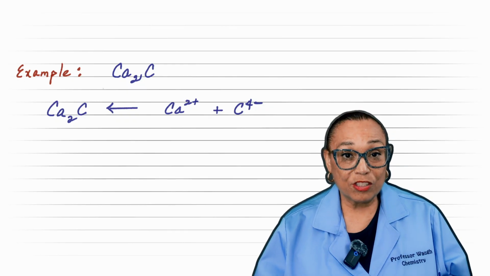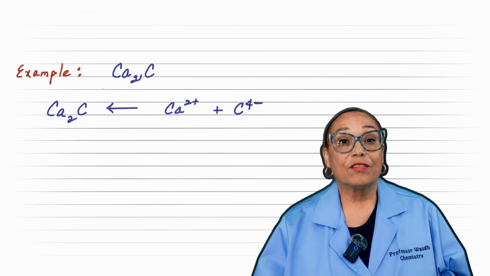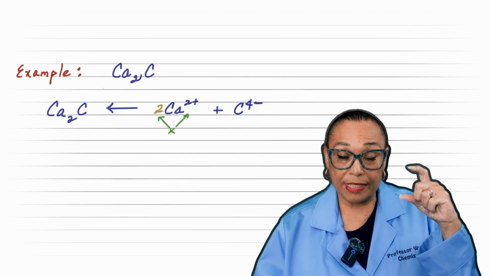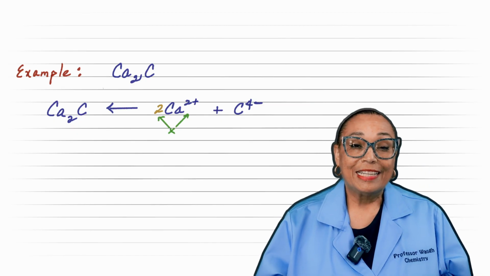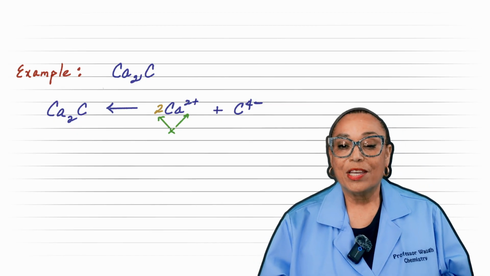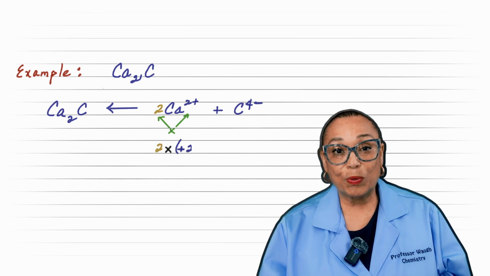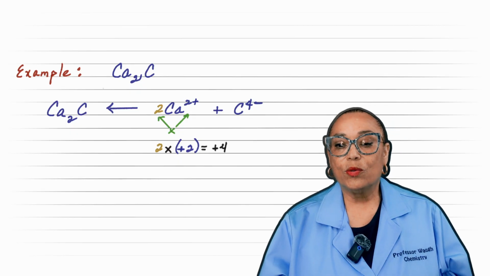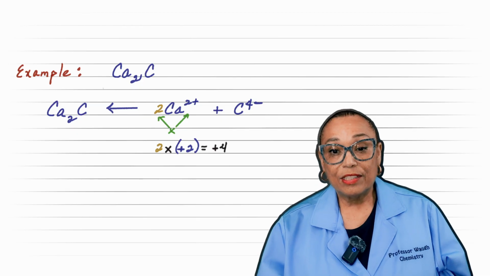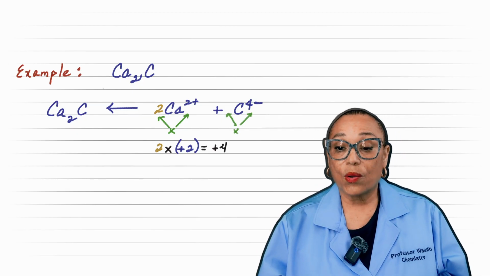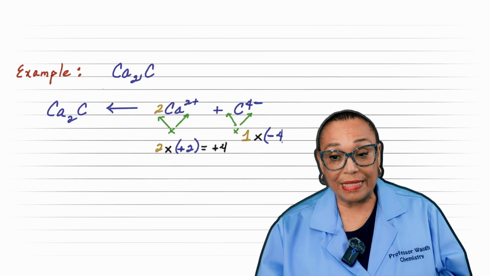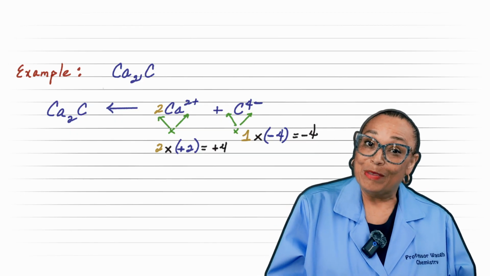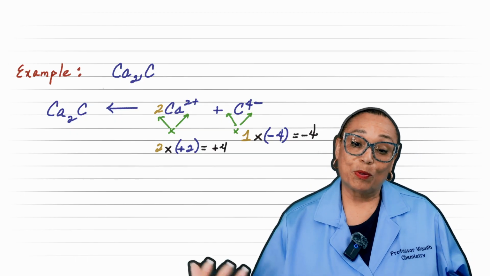So in order to balance the charge, you take the charge times the big number that you can put there, called the coefficient. And then what you can do is then balance your charges. So 2 times the 2 plus for calcium ion will give you a total of 4 plus. When you look at the carbide, you have 1 of those. So we say 1 times the 4 minus, and we know that's a -4. Hark! We got the same number of positives as negatives. We just put it together.